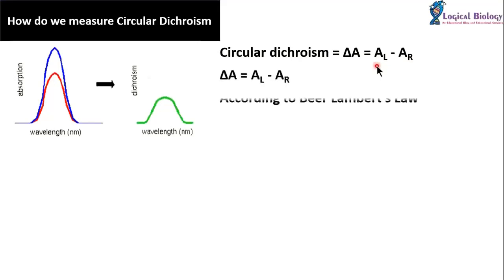Now, according to the Beer-Lambert law, we know that the equation for A is equal to epsilon multiplied with C and multiplied with L, where epsilon is the molar extinction coefficient, C is the concentration in molarity, and L is the path length. So I can write the equation of A is equal to epsilon CL.